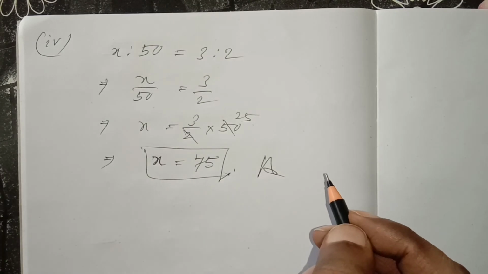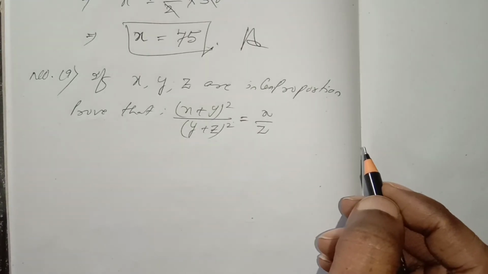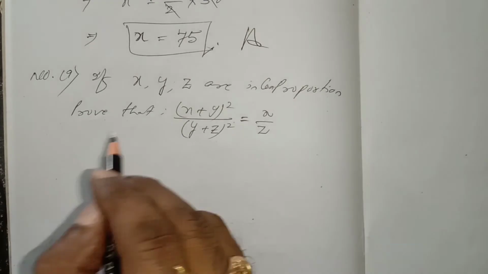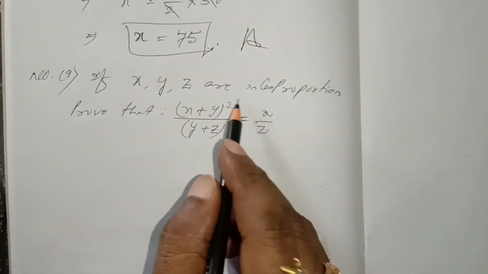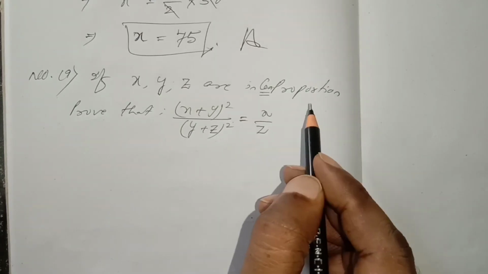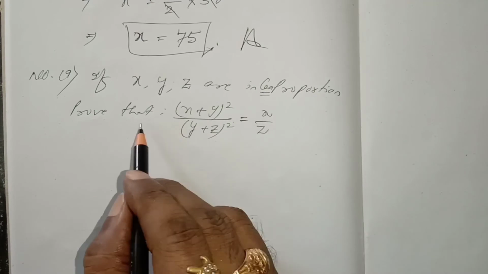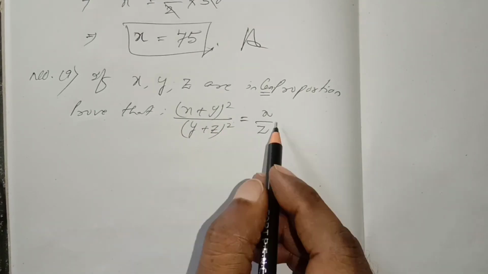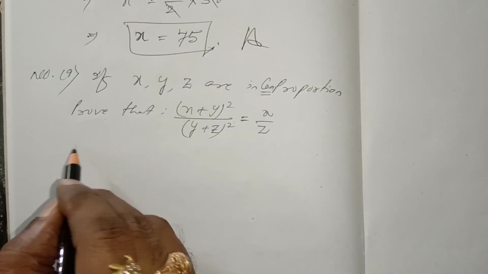Let us go to the next number. See, question number 19, an important question I am doing for your coming unit test. If x, y, z are in continuous proportion, prove that (x plus y) whole square by (y plus z) whole square is equal to x by z. What is given here?